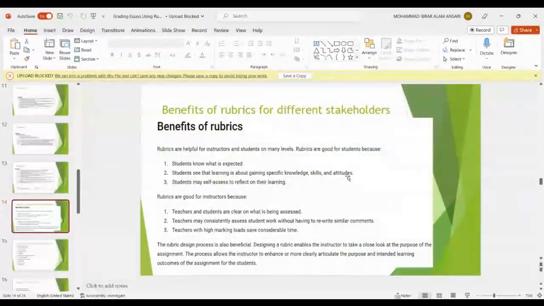Okay. Now, what are the benefits of rubrics? It's beneficial for both students and teachers alike. Let's try to know how it helps the students. Now, when students are familiar with the rubrics, they know exactly what they are supposed to be doing. They know what is expected of them. They know what their teachers are expecting from them.